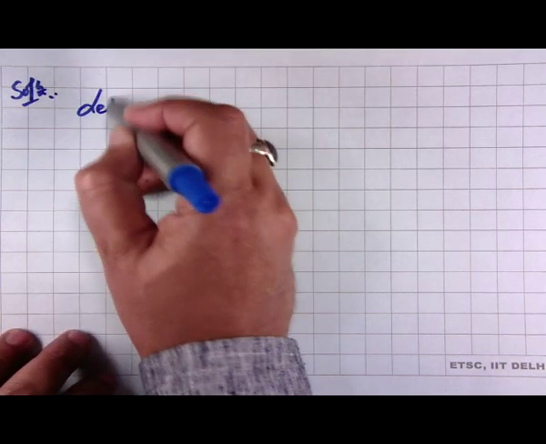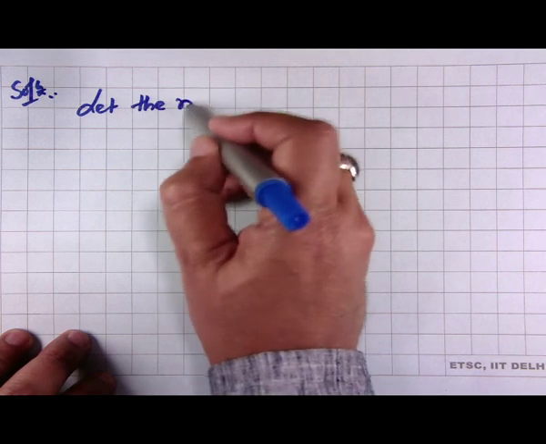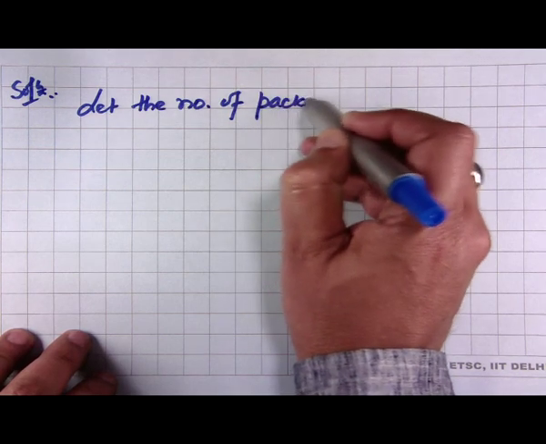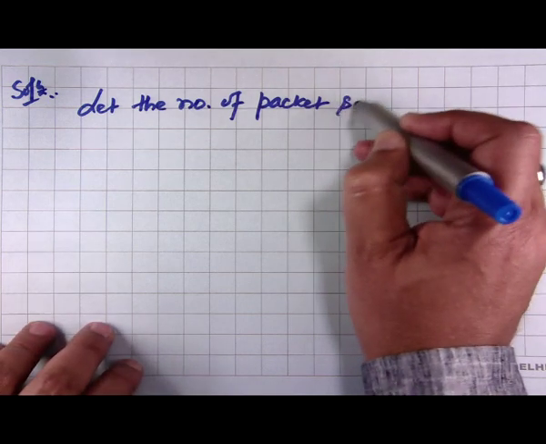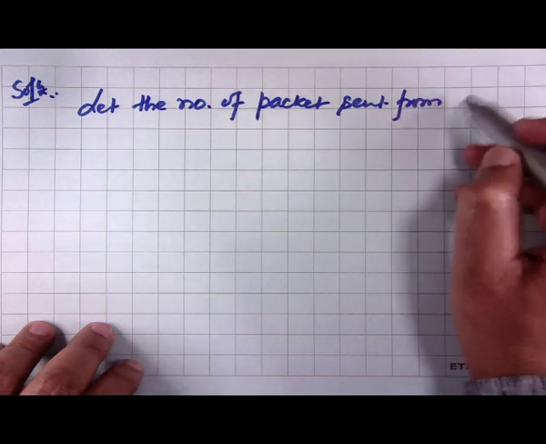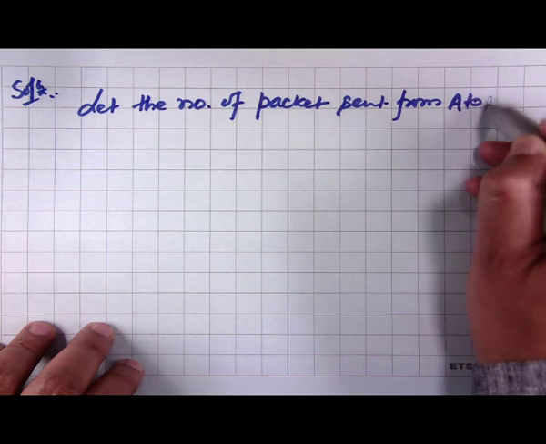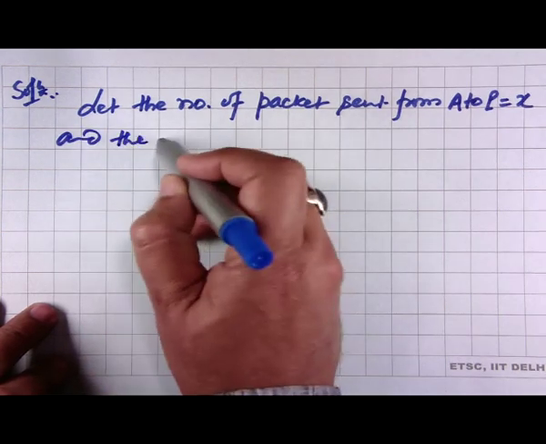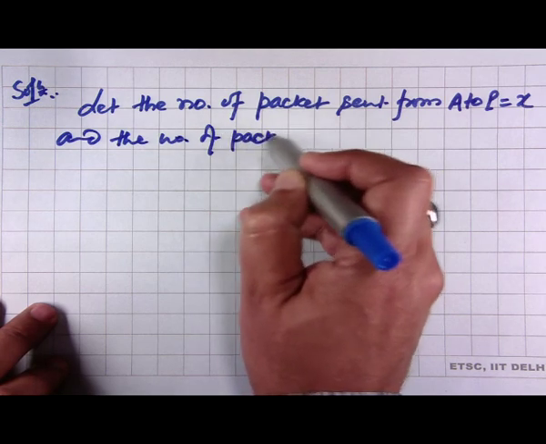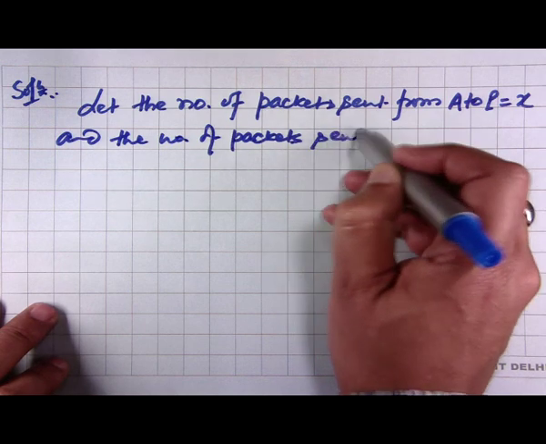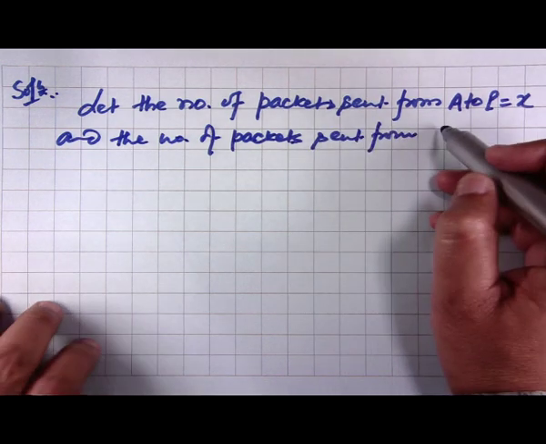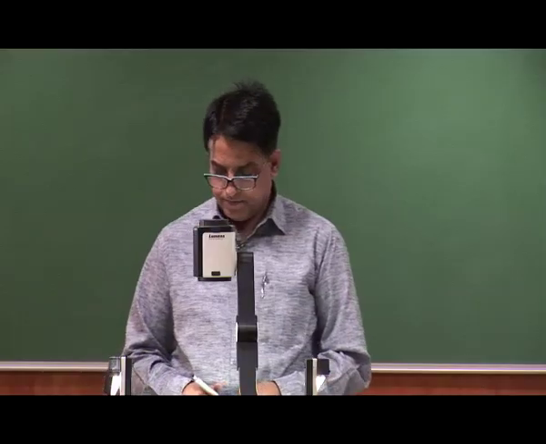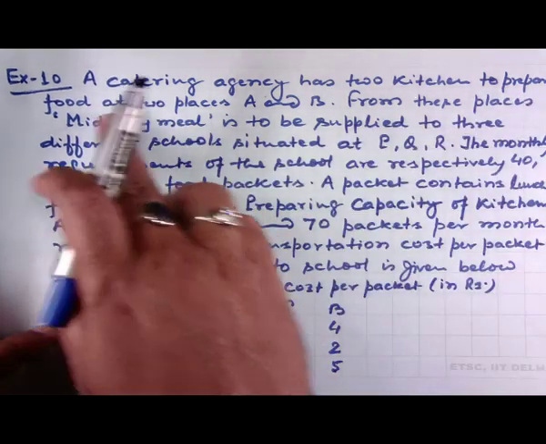Let the number of packets sent from A to P be x, and the number of packets sent from A to Q be y.